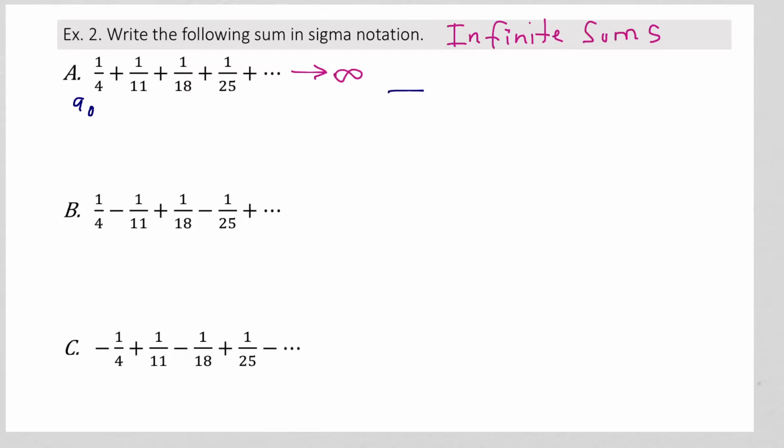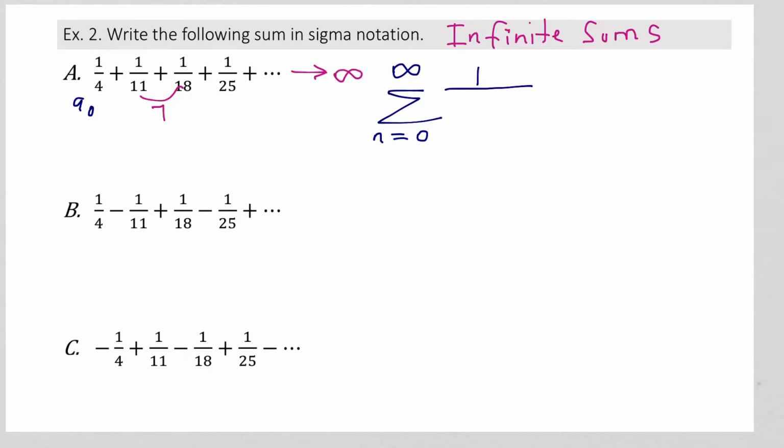So we'd say the sum from n is equal to 0 all the way to infinity. All right, that's our starting point. Of, in this case, 1 in the numerator over some pattern. So now we want to figure out the pattern of the denominator. So we can see that the items in the list are all separated by 7.